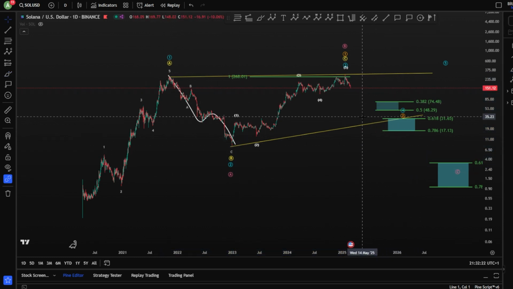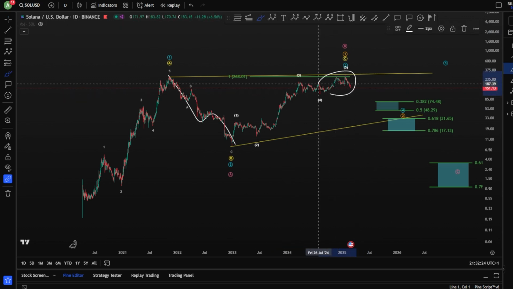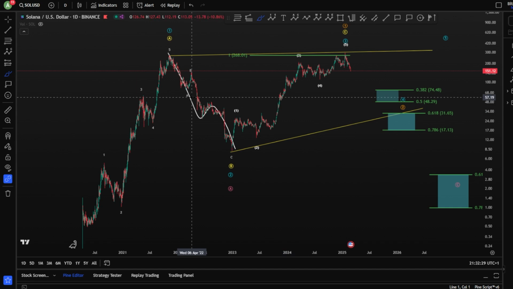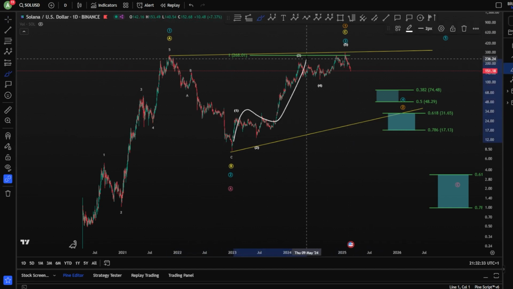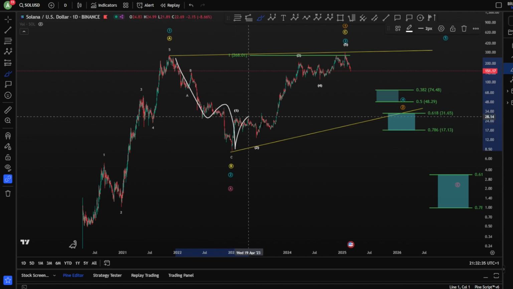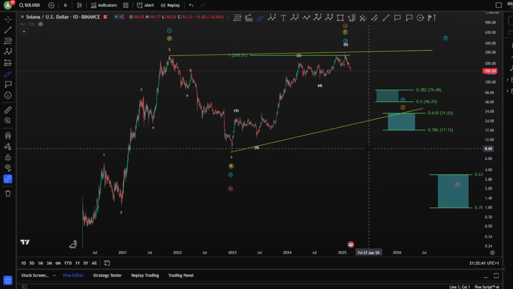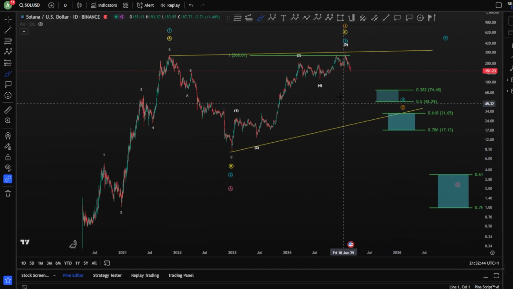That is a case scenario where you have to consider that this expanding diagonal is not an expanding diagonal, and it is something corrective after just 3 waves up, meaning 3 waves up, 3 waves down, and you have A, B, C as well for a flat here, somehow like this. But very low possibility, guys, very low possibility.